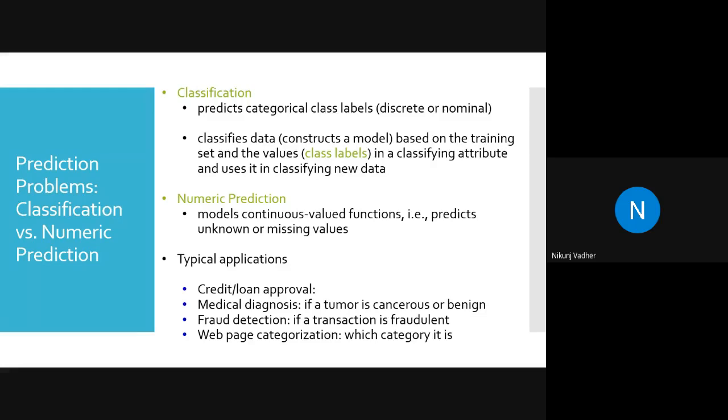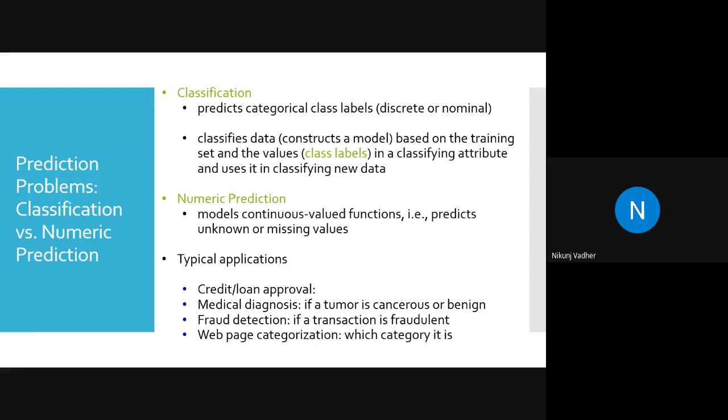This is something like percentage can be converted into grades. Percentage is a numerical value, but grades cannot be converted into percentage. Why? Because we don't have sufficient data to calculate the percentage. So percentage is numerical prediction and grade is classification. Clear? All of you clear with this?